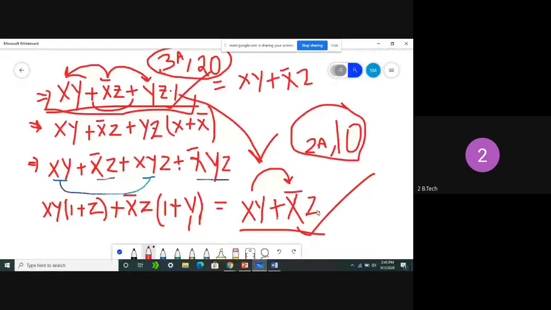And your friend Monica, who is very intelligent and active, used the second equation, that is xy plus x bar z. How many components did she use? Only two AND gates and one OR gate. So cost is less, the size of the product is less, the number of components is less, and most importantly, power consumption is also less.